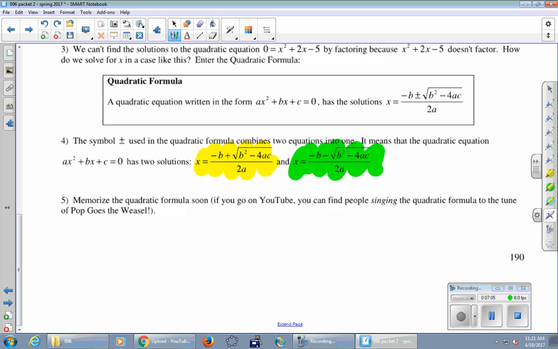I'm going to encourage you to memorize the quadratic formula soon. If you go on YouTube, has anybody heard the Pop Goes the Weasel version of the quadratic formula? There's this really cute girl, I don't know, 3 or 4 years old, just adorable. She has no idea what she's saying, but she sings the Pop Goes the Weasel tune and recites the quadratic formula. So if that's your kind of groove, go check it out on YouTube. I want you to memorize it, but on the coming tests and quests, I will just give you that formula, right? But the better you know it, the easier it will be for you to apply it.